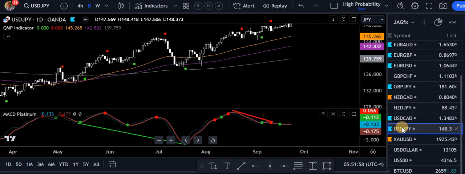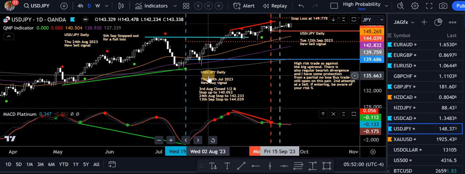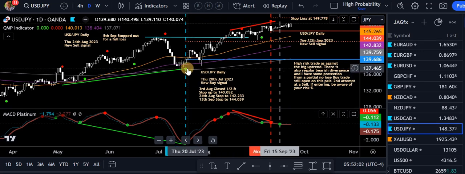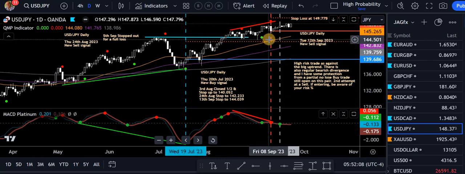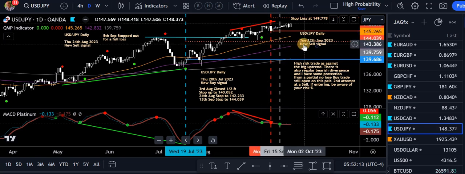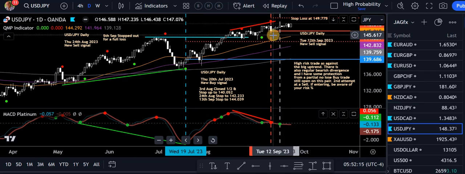USD, Japanese yen. And a couple of trades in this buy from back here, which is the 20th of July, which is this notes here. Already closed half. There's a stop up there. Can't lose on that. In the meantime, taking this sell, 12th of September, and it's just going nowhere.